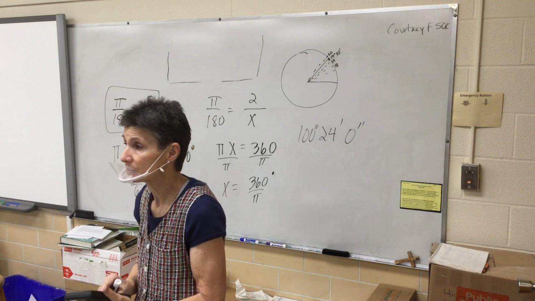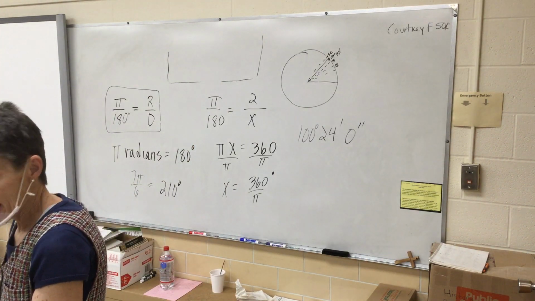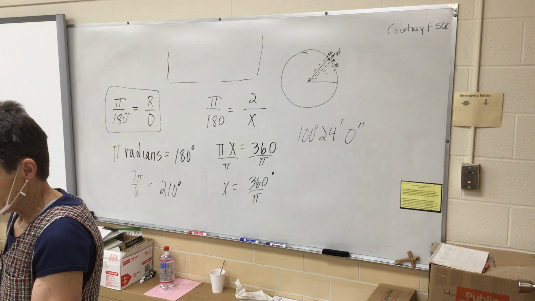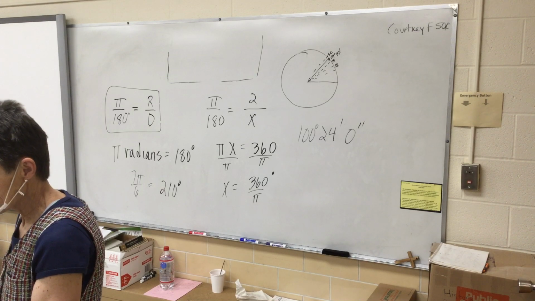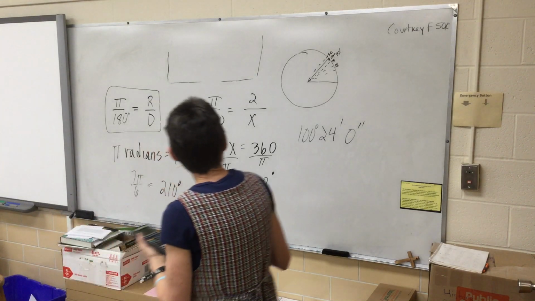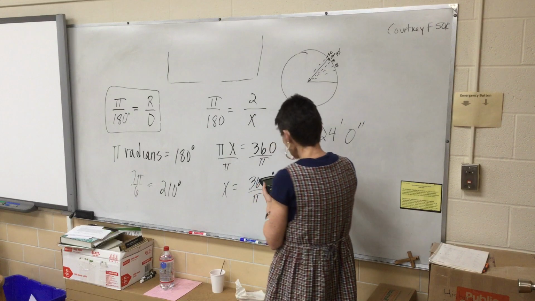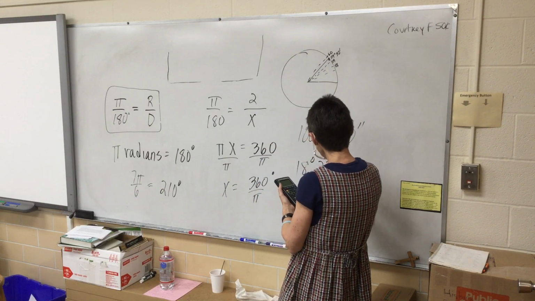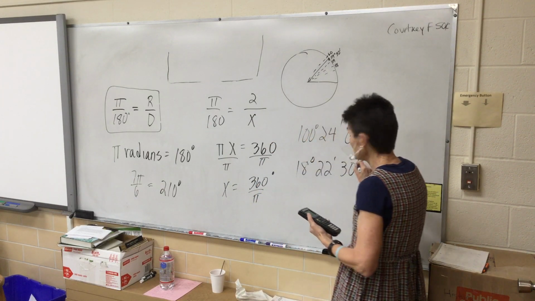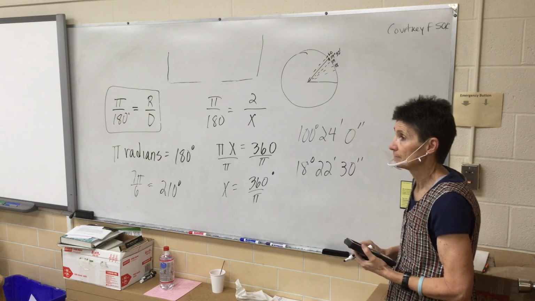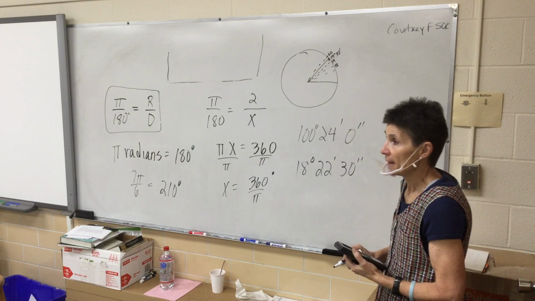18.375, second angle or apps. Click down to DMS and press enter. And for that one, did you get 18 degrees, 22 minutes, and 30 seconds? I did. That's easy.